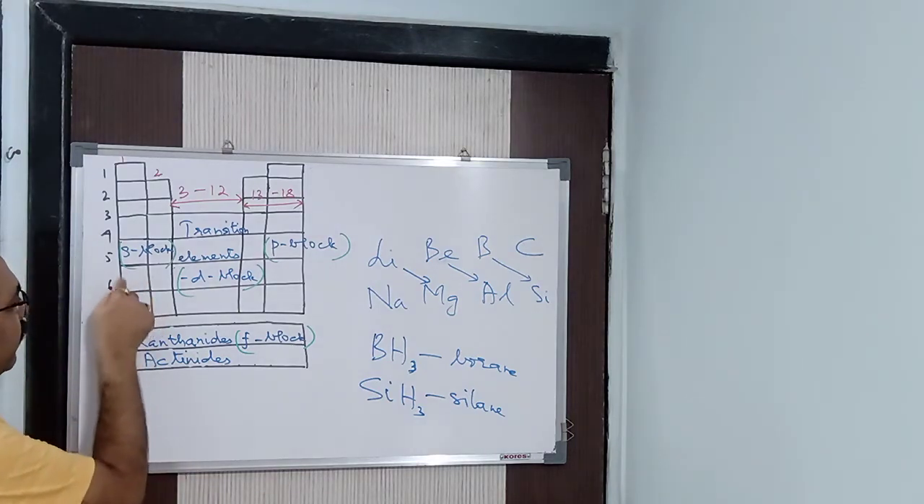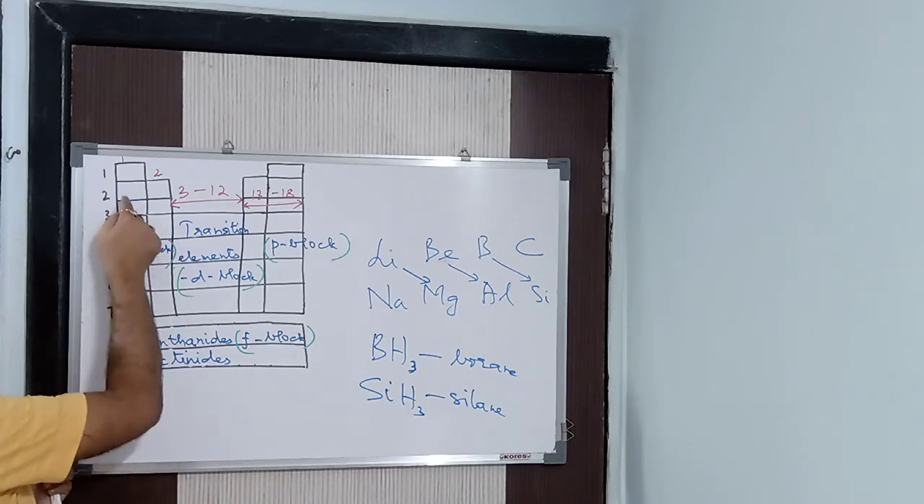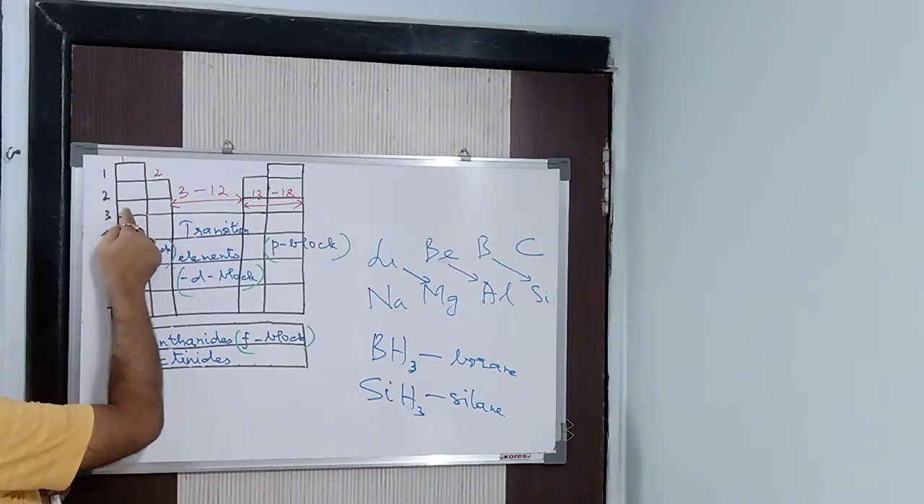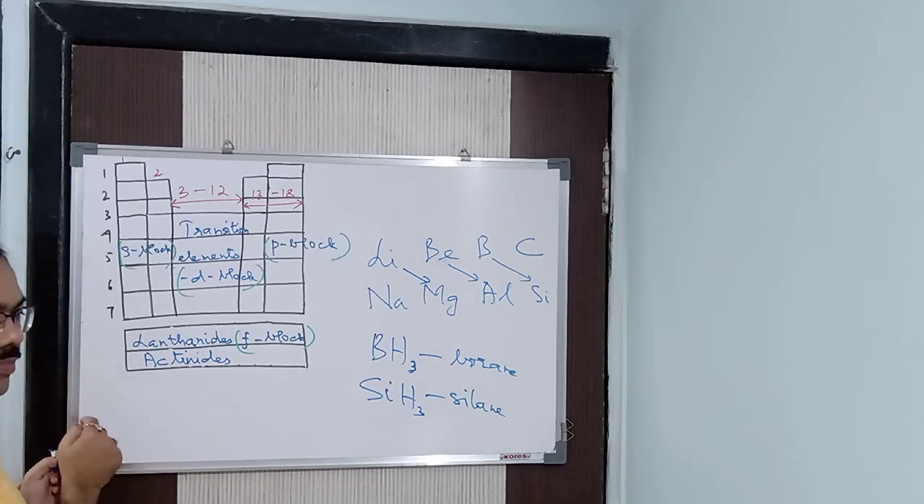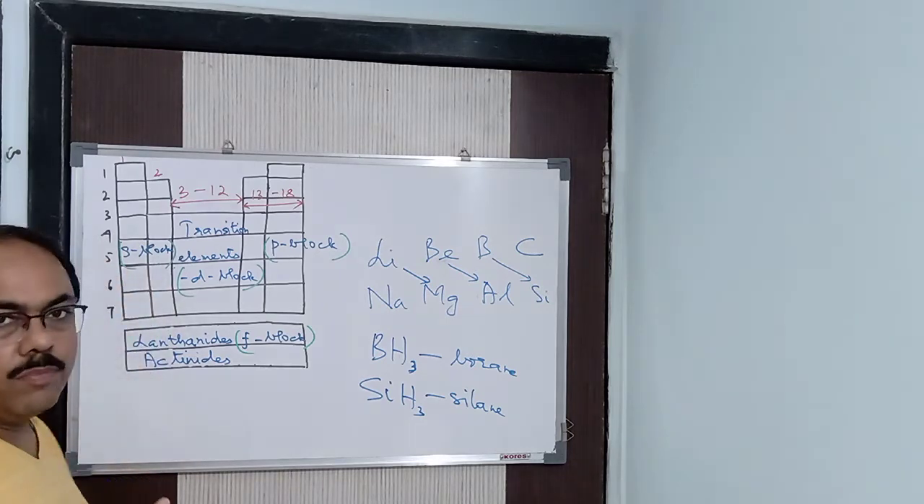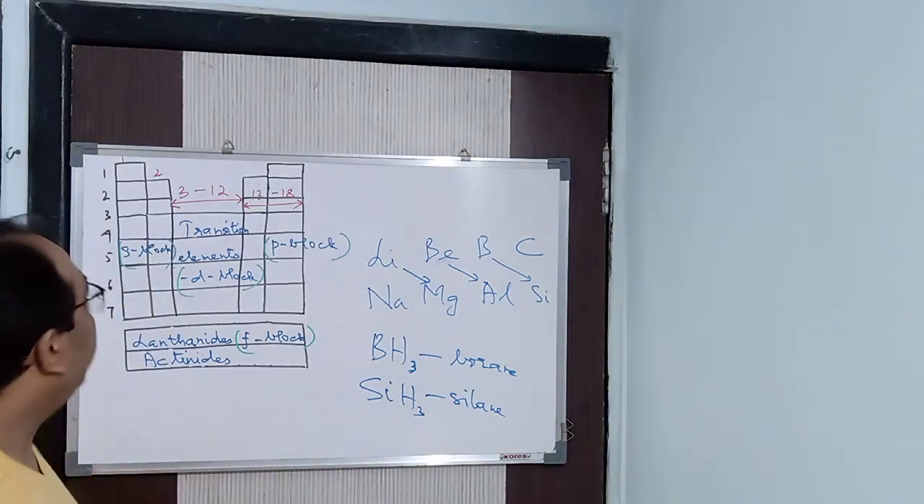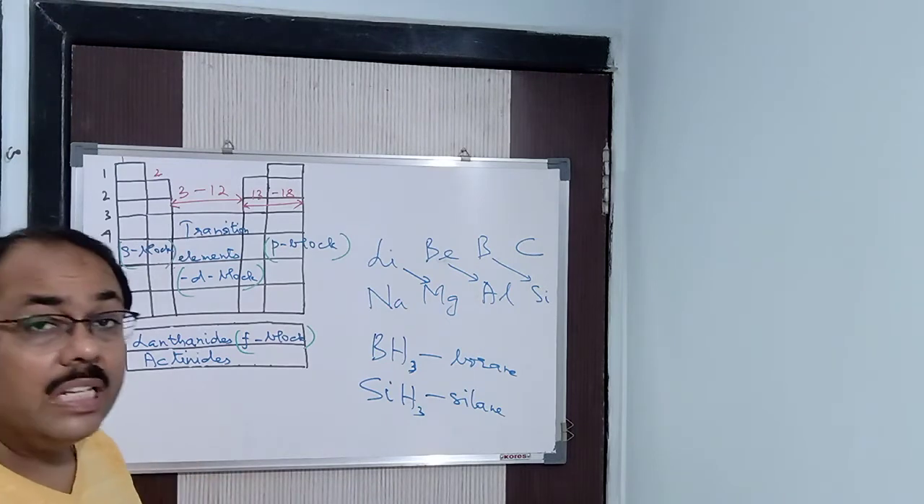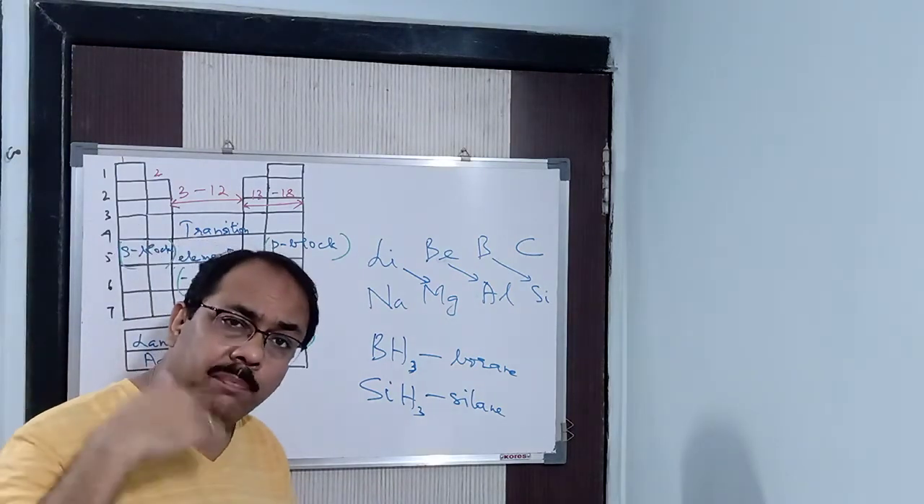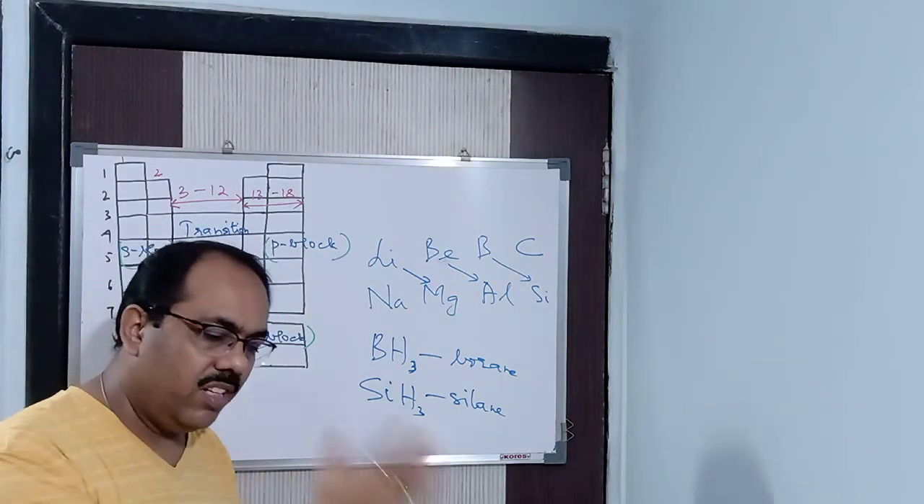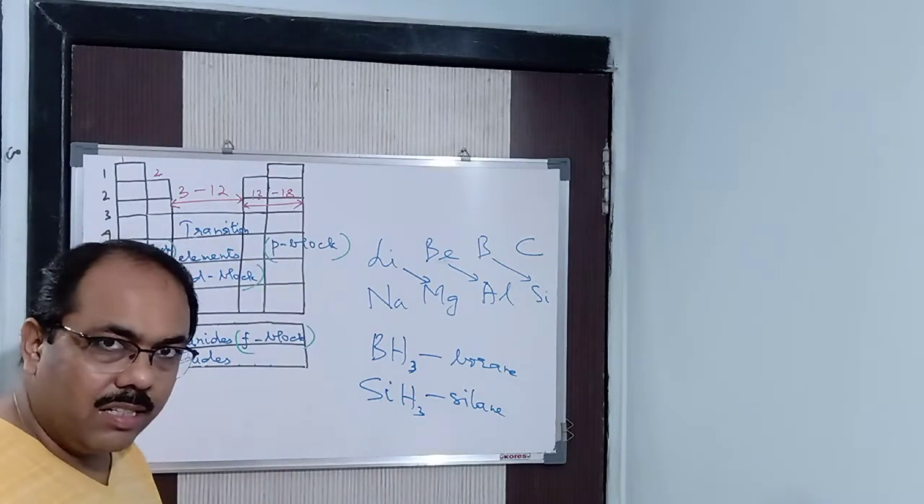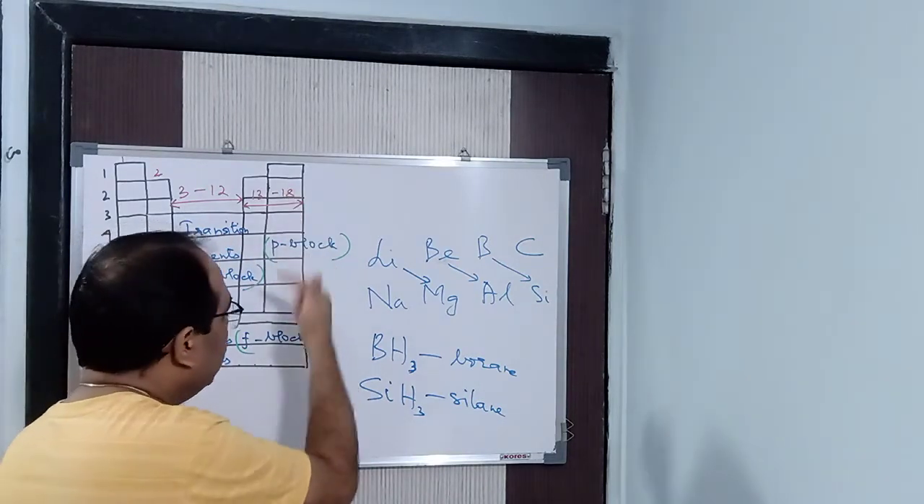Take the first group, that is nothing but lithium, sodium, potassium, rubidium, cesium. Cesium readily forms an electropositive metal compared to lithium. So it is more metallic in nature compared to lithium. So metallic character increases, non-metallic character decreases.